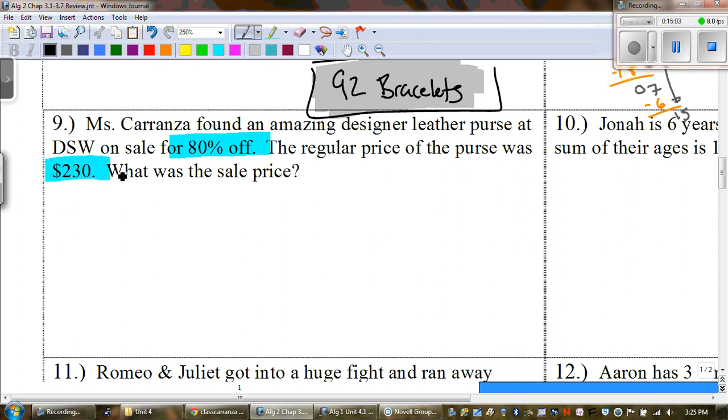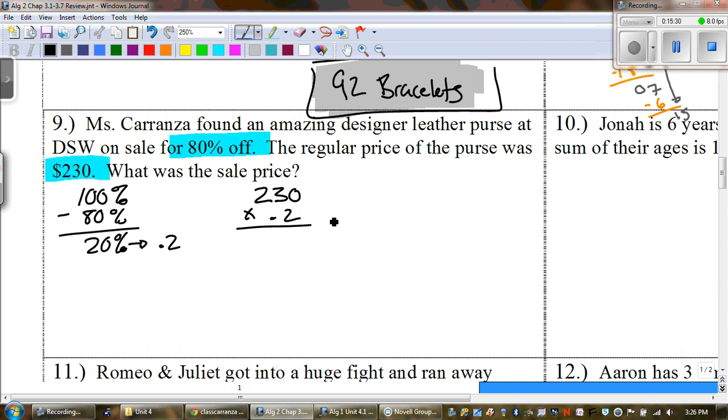So what we need to do is, when we have a problem like this, we always start with 100% and we subtract our discount, okay? So we're only paying 20% of that. I want to change that to a decimal, which is 0.20 or just 0.2. And then we're going to multiply 230 times 0.2.